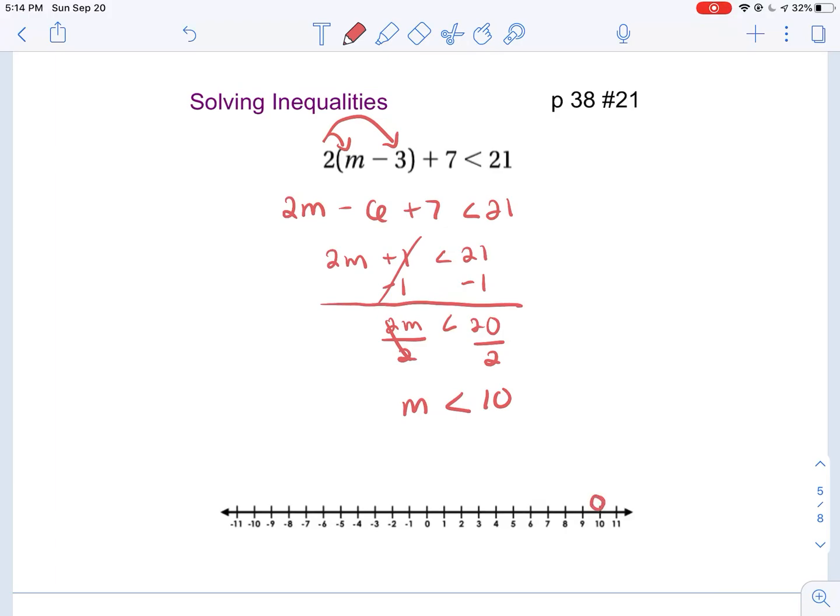And we want all the m's that are less than 10. So that's everything going in this direction. Okay, so that's how we would graph the solution. And that means that all of these are solutions, right? -9, -8, -6, -1, 2, 5, 6, 9, all the way to 9.999, but not 10. Okay, 10 is not included.